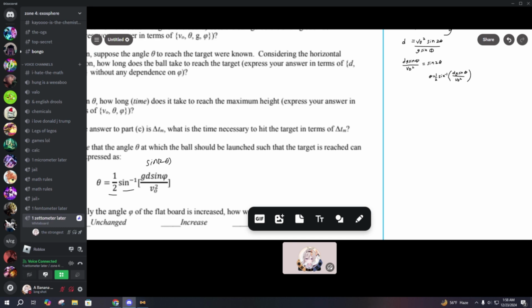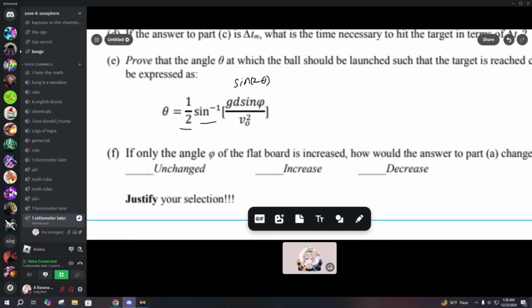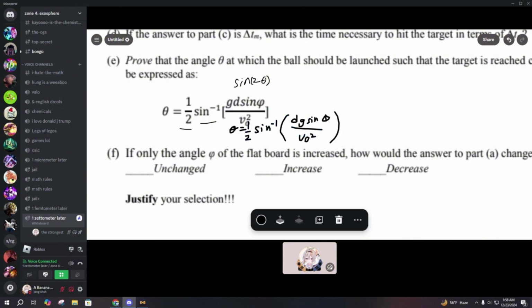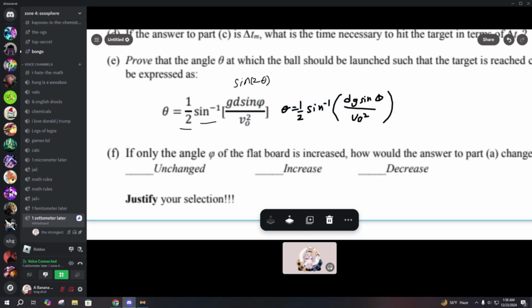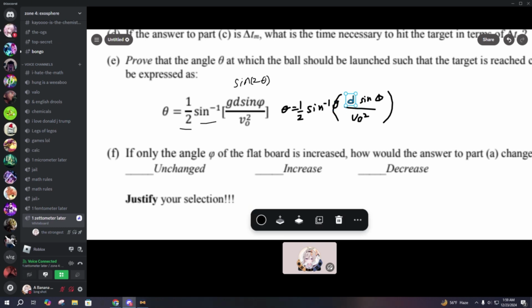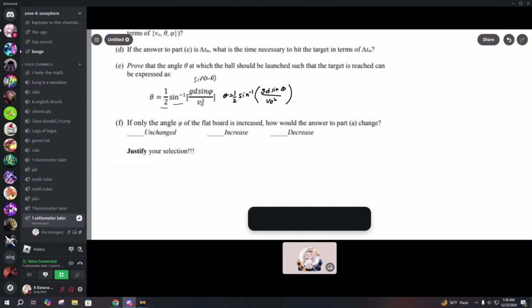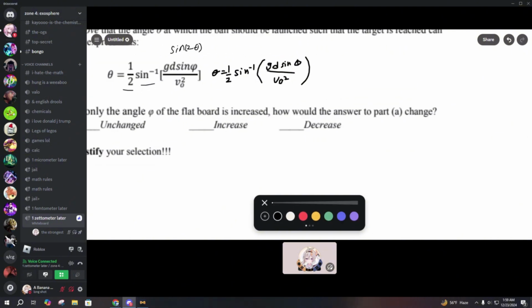Is that true? Let's compare it. Theta equals 1/2 arc sine of D g, g D, synonymous. Here, I can move it for you if you want. g D sine phi over V0 squared. Yep, same. Proved it.